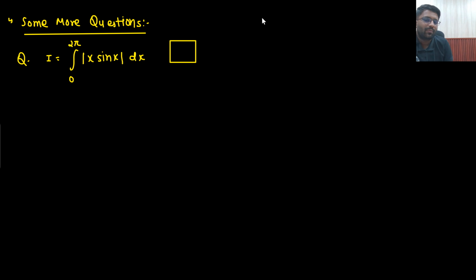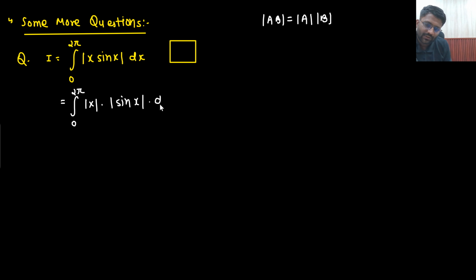First of all, do you remember mod of a into b can be written as mod of a into mod of b, right? So similarly, integral from 0 to 2 pi of mod of x into mod of sin x dx. This is how I can break it down. Between 0 to pi, x will always be positive. So there is no issue.